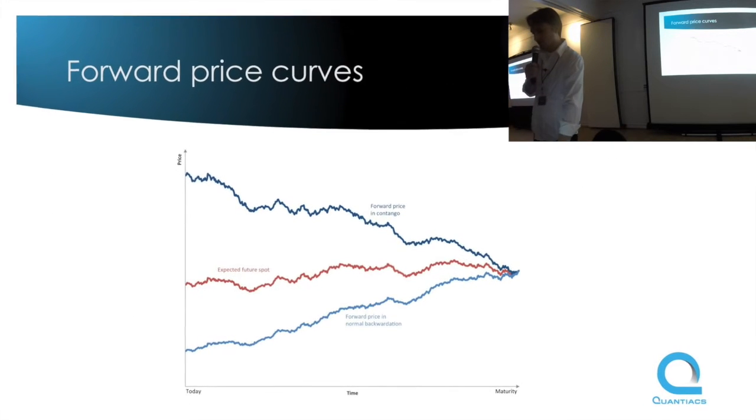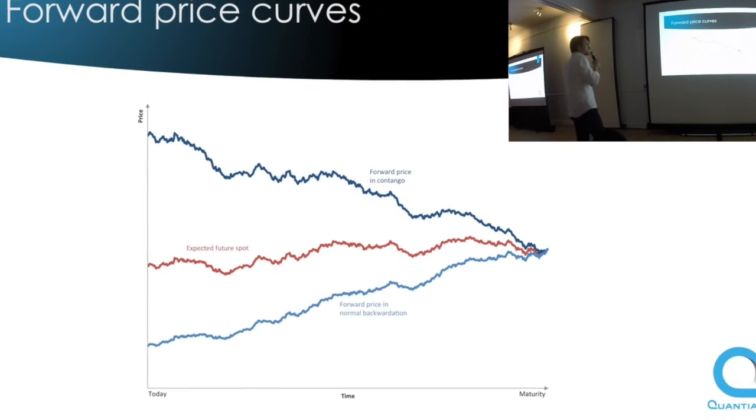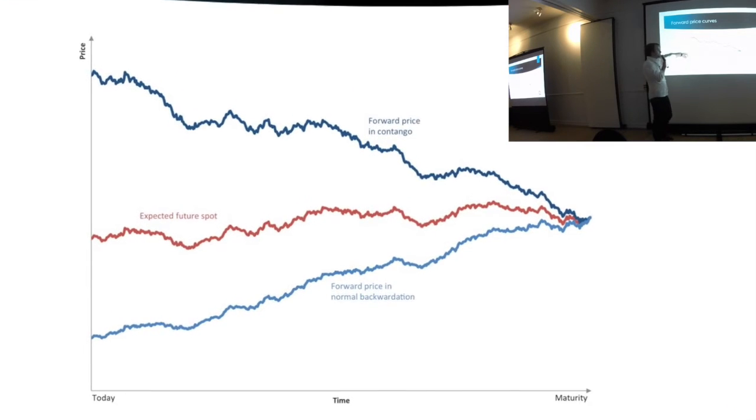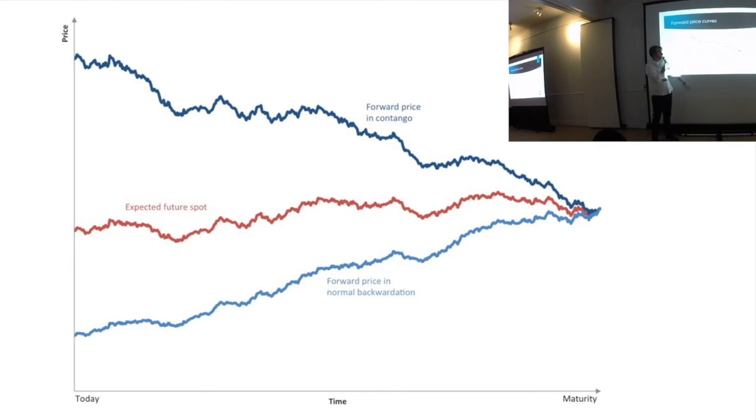This is just an illustration of time versus the premium that you have to pay. The blue curve on top would be the forward price in contango, and the light blue curve is the forward curve of the price in backwardation.